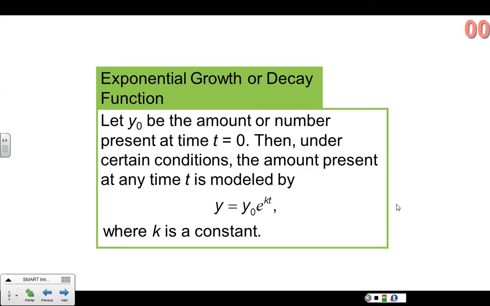Then under certain conditions, the amount present at any time is modeled by your initial amount times e to the kt, where k is a constant, usually a constant that's given to you, or one that you could solve for.